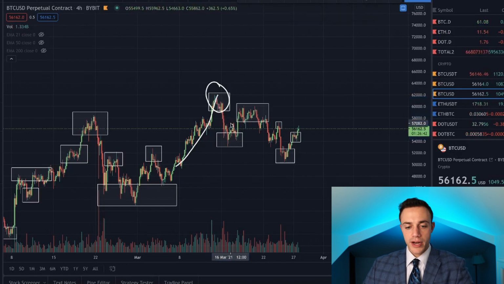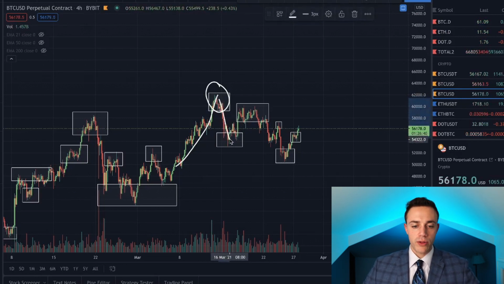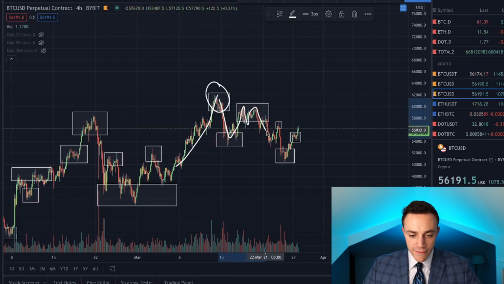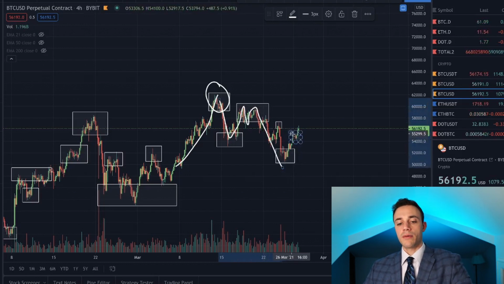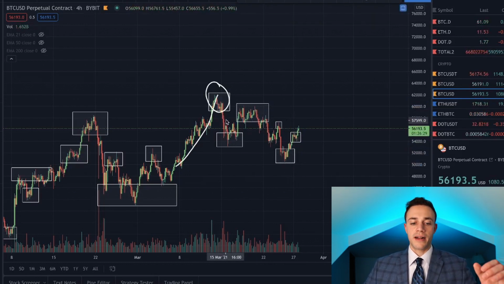So as we can see here, price came and created this swing low, it created another swing high, and then a higher low, and then it created this next swing low, and then it finally picked its direction and had that move down. So that's called a fractal. We can see it on the reverse.